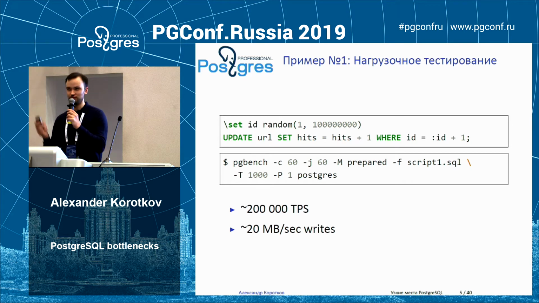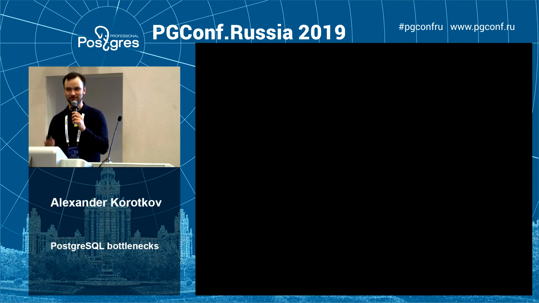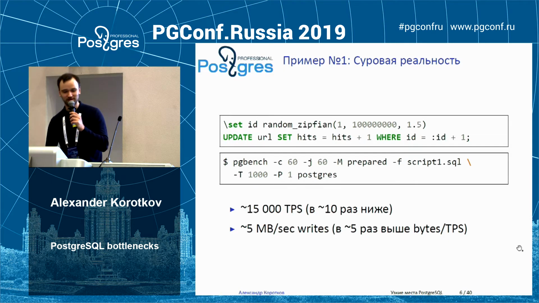On an Amazon virtual machine with 72 vCPU, we start PGBench and we get around 200,000 TPS with around 2 megabytes per second of writes. Everything is okay. Let's say we didn't require 200,000 TPS, but we required 100,000 TPS, but that's okay. We have some buffer, and in production we see the following.